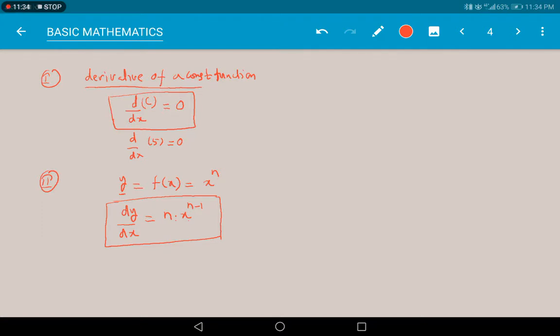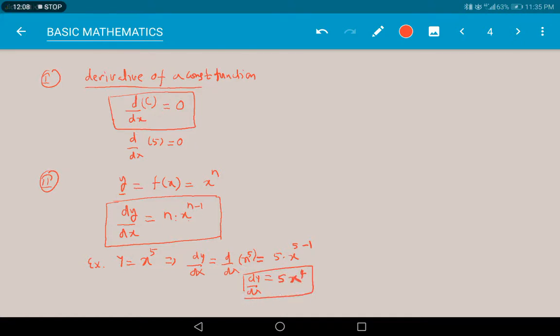Right, next, here I will write one example. Find the derivative of x to the power of 5. So y equals x power 5, dy by dx of x power 5 is 5 into x to the power of 5 minus 1, so 5x power 4 is the derivative of x power 5.